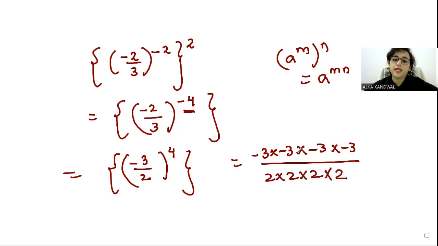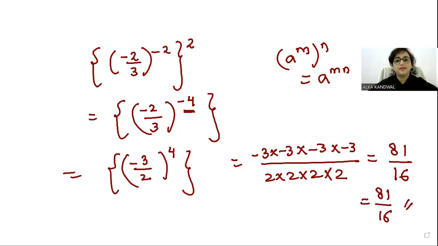So 3 3s are 9, 9 3s are 27, 27 3s are 81, and 2 2s are 4, 4 2s are 8, 8 2s are 16. तो आंसर आ गया 81/16. Yes, so that is the answer. Is it fine? So that is the logic. This is how you apply the laws, and it becomes very very important to revise the laws again and again, rewrite it, उसके बाद प्रैक्टिस करना.